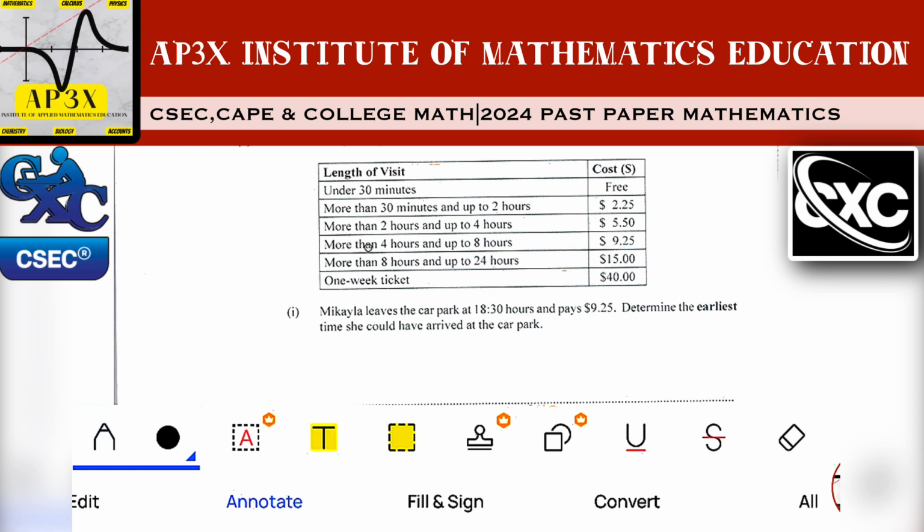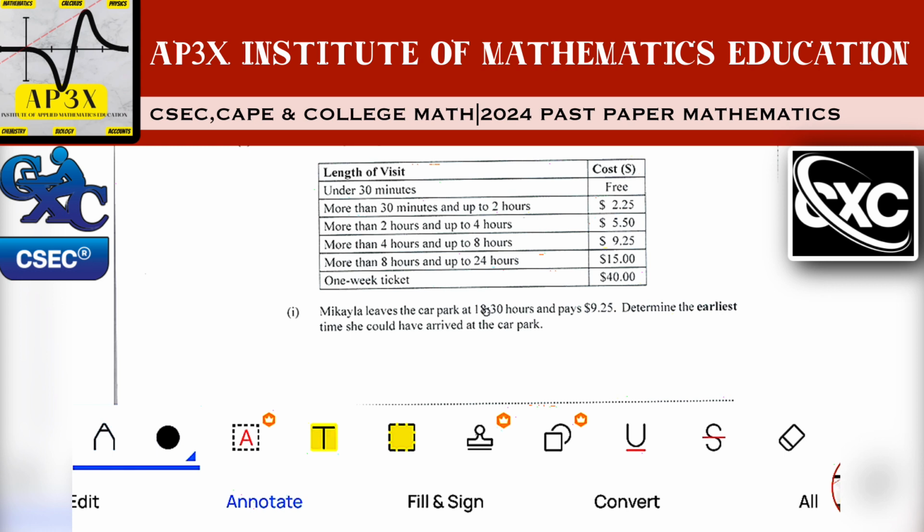Now, since $9.25 is for more than 4 and up to 8 hours, since we're looking for the earliest time, we are going to presume that she would have parked for a maximum of 8 hours. Could be less, but we're going to say the maximum because we're looking for the earliest time. And if you notice, CSEC here highlights the word earliest, so the earliest means that we must use the maximum of 8 hours.